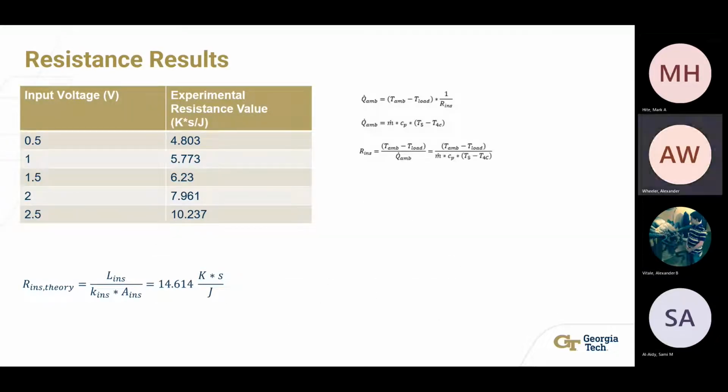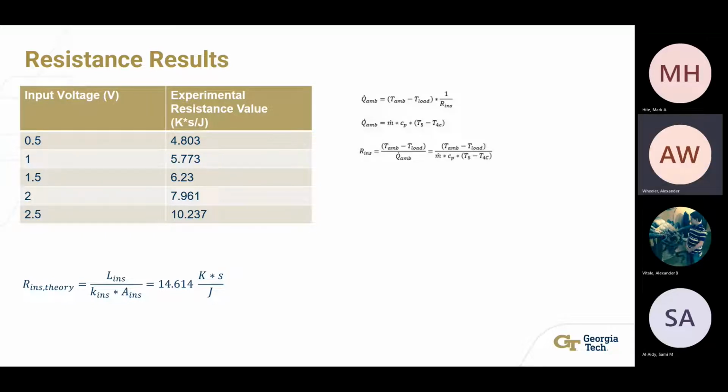So for our resistance results, they're characterized in the table here on the slide, but they were found by first finding the T5, T4 cold, T ambient, T load, and mass flow rate, along with the constant specific heat, combining those to find the ambient heat transfer, and then solving for the resistance using the ambient heat transfer, ambient temperature, and load temperature. The results are again characterized in the table.